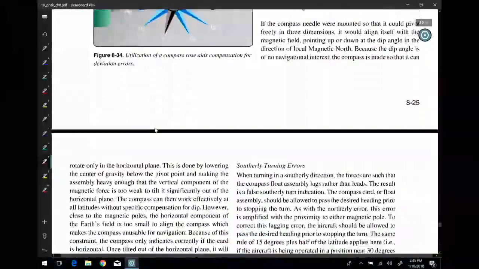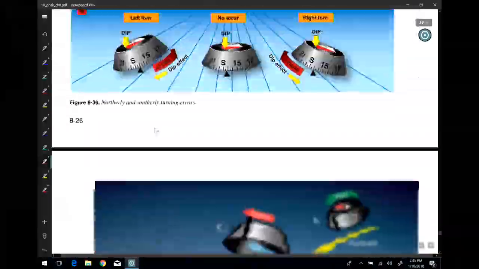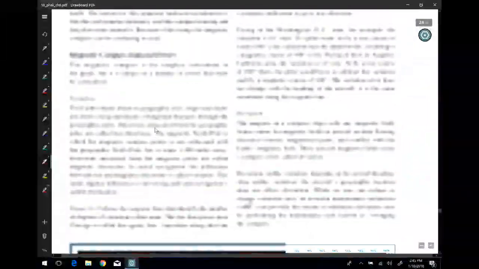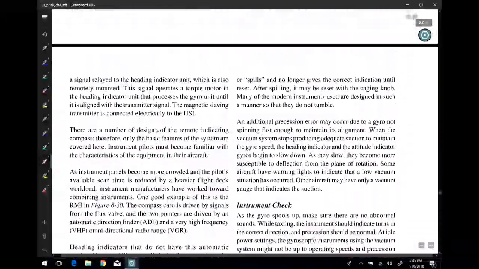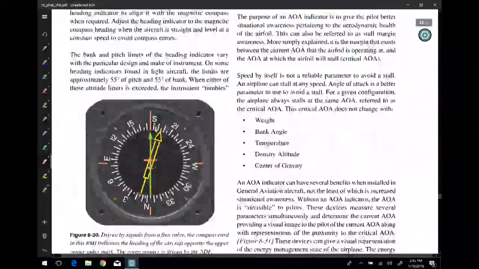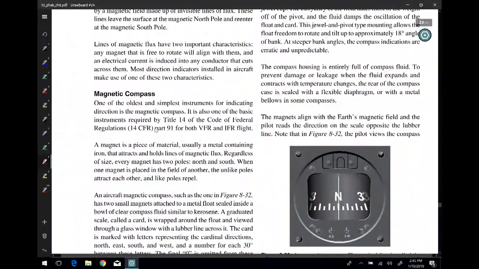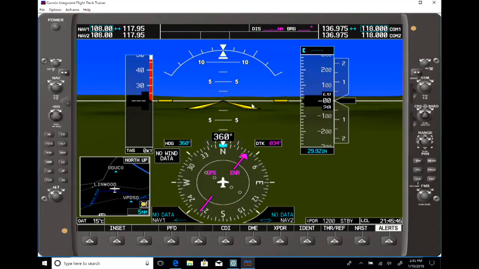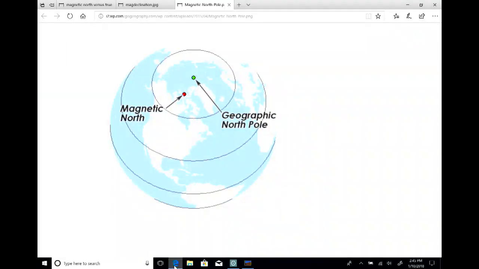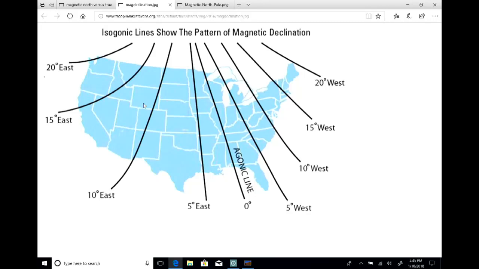Well, there is not a good picture here that shows us how that magnetic field works. So I'm going to try to find one. Stand by. I'm going to try to find one over here. So let's go here and let's look at this.